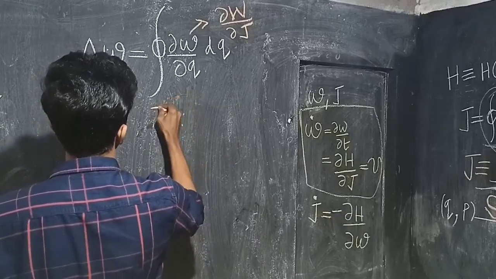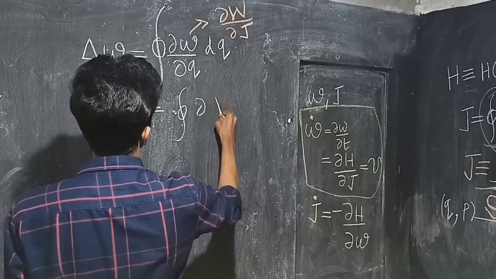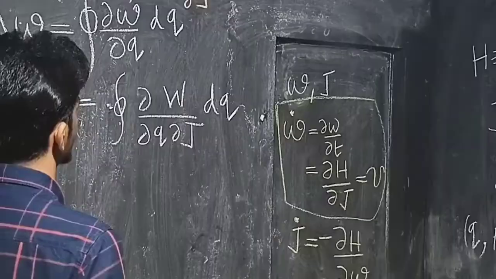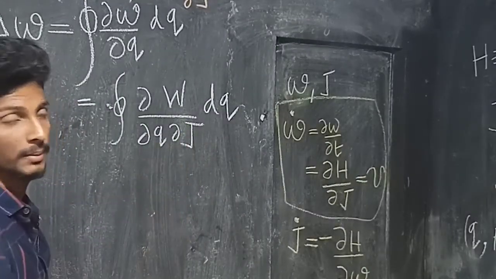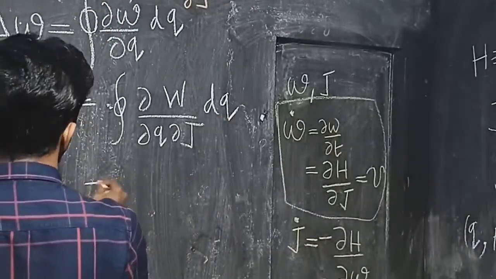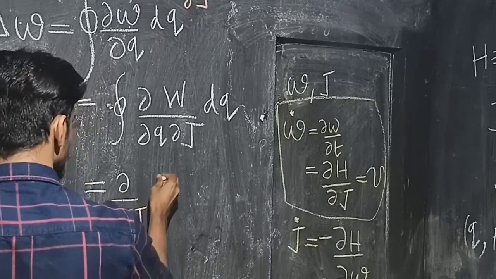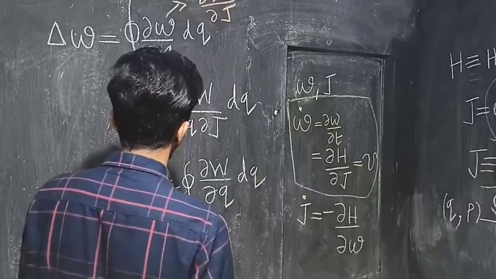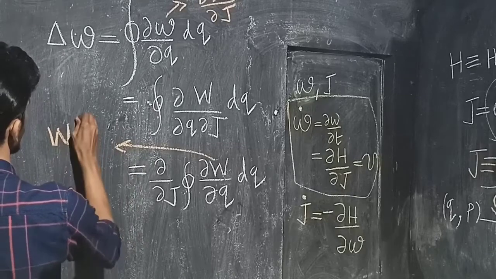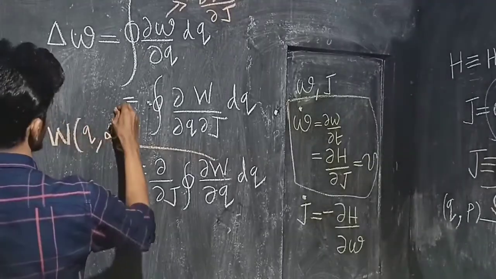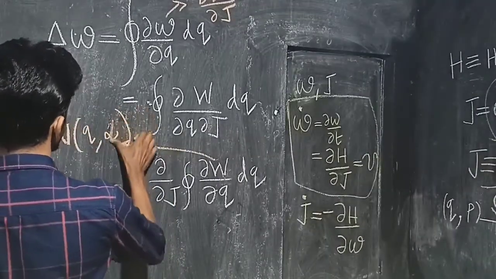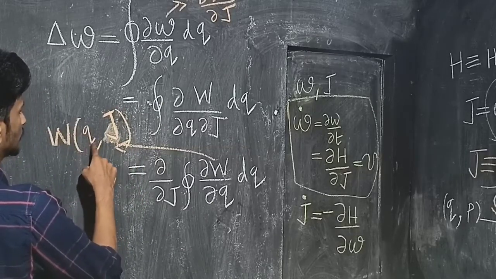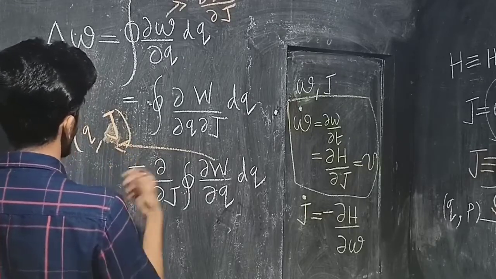That gives delta omega is equal to the closed integral of dou w by dou q dq. We can take this partial derivative with respect to j outside the integral because the integration is performed over the q variable. So that gives dou by dou j. And we know that this Hamilton's characteristic function w is a function of old coordinates q and the new momentums alpha. And in our case, we replace this alpha as a function of j. So in this particular case, this characteristic function is a function of old coordinates q, and the new momentums j, new action angle variables j.